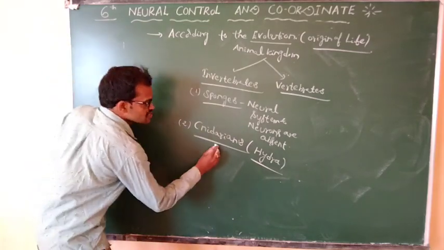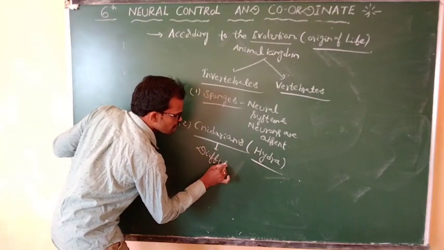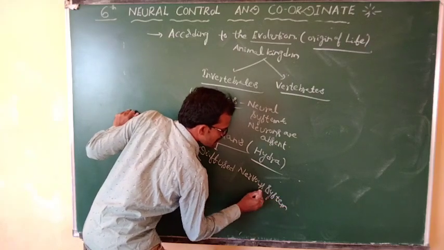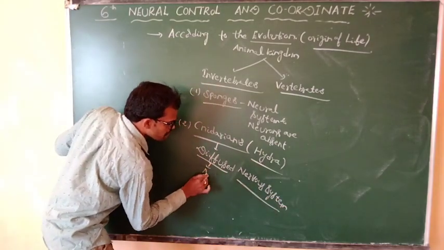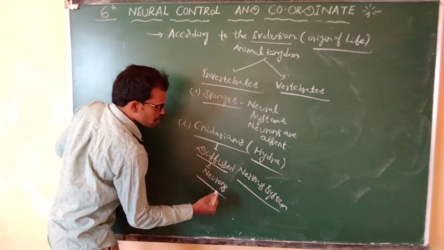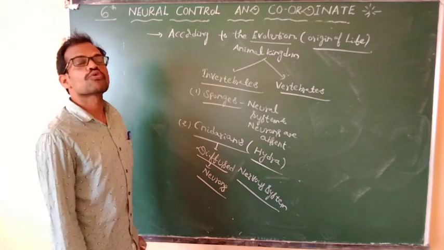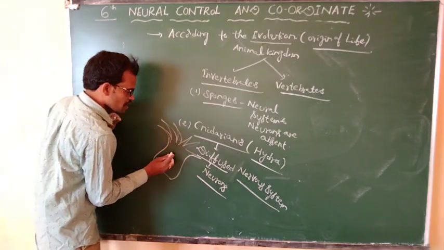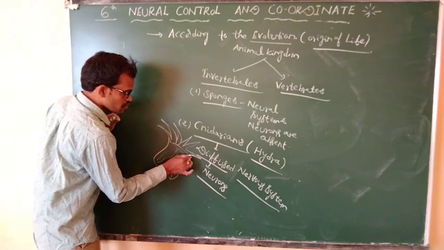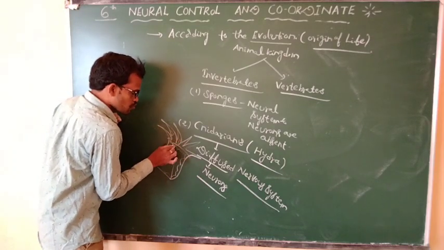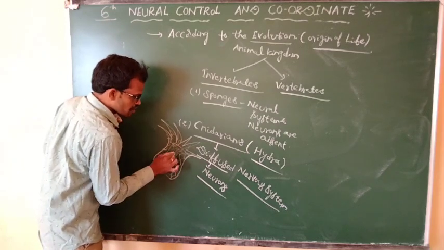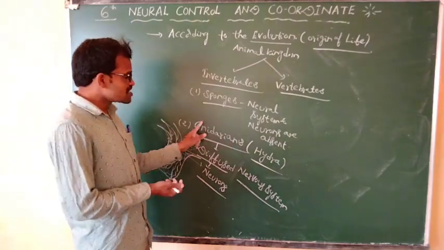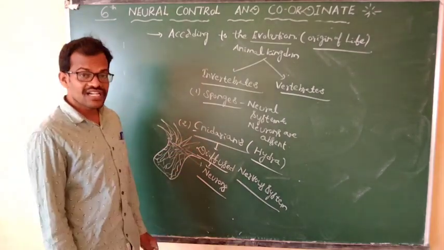Cnidarians, like Hydra, consist of a diffused nervous system, that is, diffused neurons. If you observe Hydra, diffused neurons are present. After the first nervous system, the first neurons originated in Cnidarians.